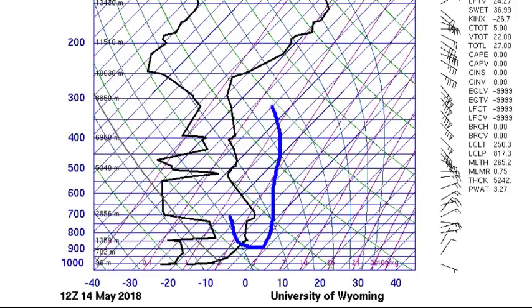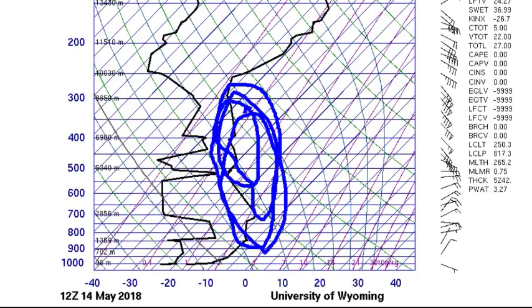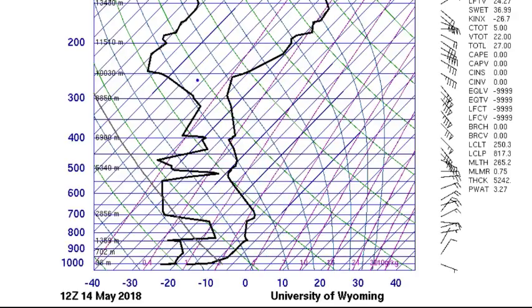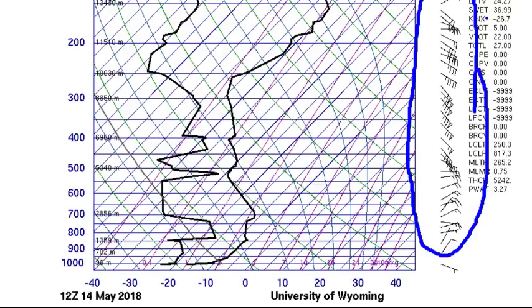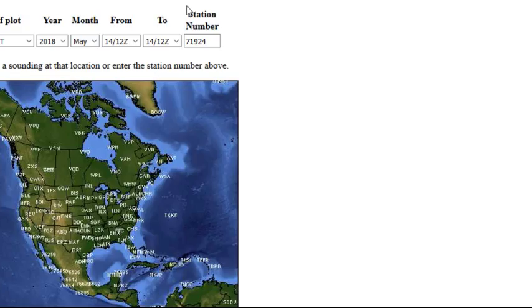And then this looks more like a warm season sounding up in this region right here. And then here is the tropopause, and then above that the stratosphere. And here you can see those southeasterly winds there at Resolute Bay. And then we'll just do one more here.